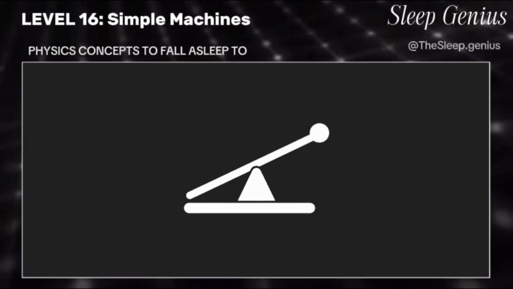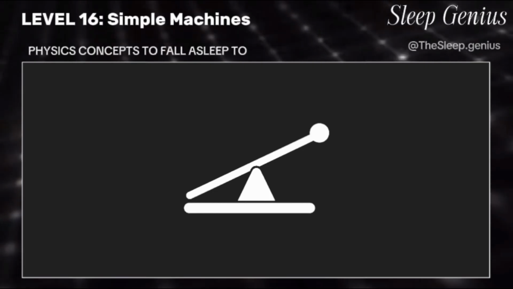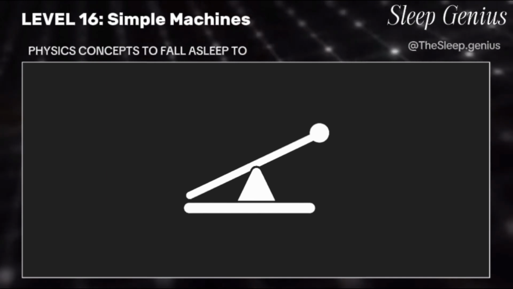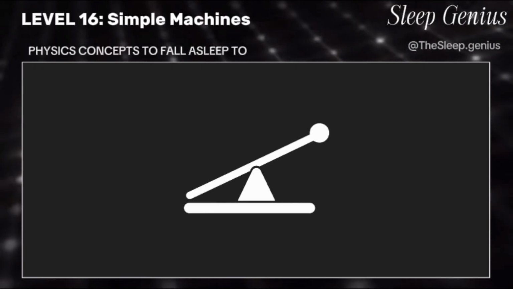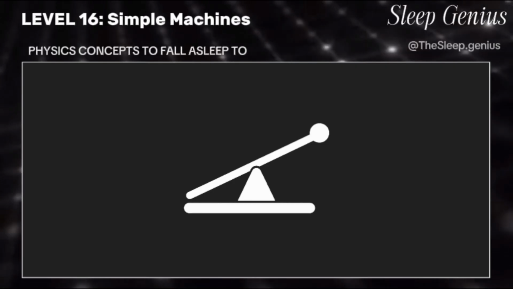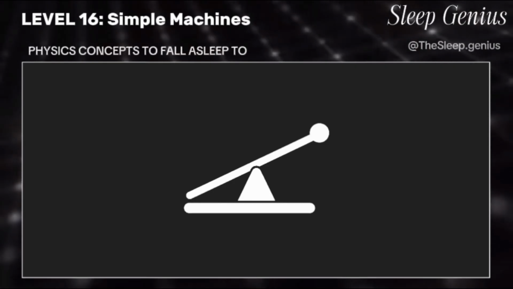Simple machines operate under the principle of mechanical advantage. The work input equals the work output if friction is ignored. Force multiplied by distance on one side equals force multiplied by distance on the other side. They allow a smaller force to move a larger load by increasing the distance over which the force is applied. This explains why lifting a heavy object with a lever feels easier.